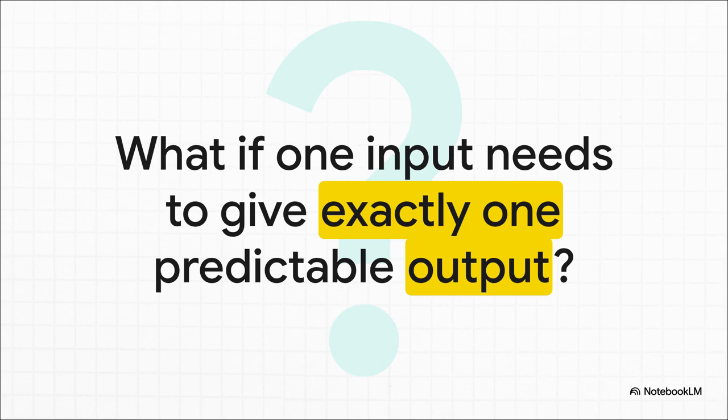Because for so many systems in our world, we can't have any ambiguity. We have to know that if we put one thing in, we will get one and only one specific thing out. That absolute need for predictability is what gives birth to the idea of a function.